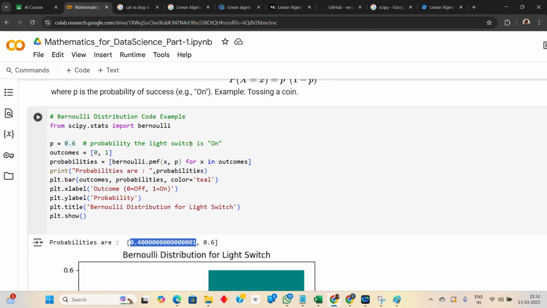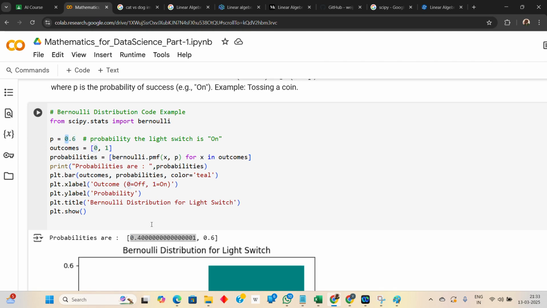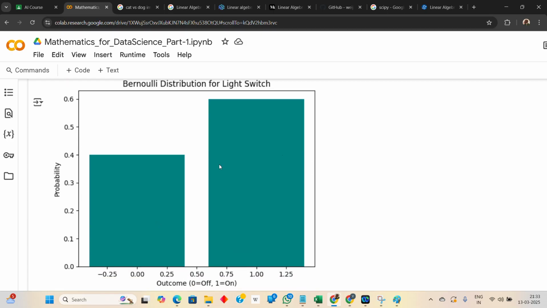Actually, to be frank with you, for this Bernoulli principle, we need not write any Python code or any mathematics. Directly we can tell with our brain, right? For example, out of 10 tosses, 6 tosses I'm getting head, 4 times I got tail. Then what is the probability of getting head? 60%, right? So we need not use any mathematics here. Directly with simple logic we can determine. But anyway, if you want to do it mathematically or programmatically, you have to mention the probability of success and the outcomes, and then use Bernoulli.pmf. You will get the same result.